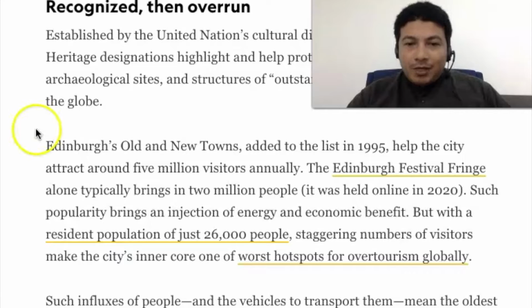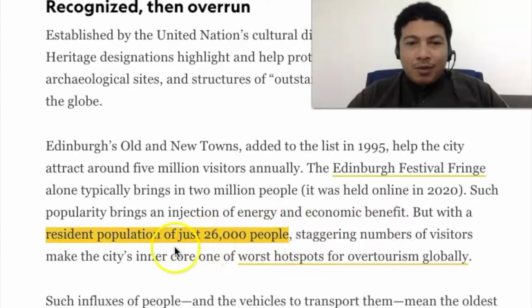So for example, if we can see here, Edinburgh's old and new towns help the city attract 5 million visitors annually. And there is this festival that brings 2 million people annually, and such popularity brings an injection of energy and economic benefits, because a lot of people go to Edinburgh because of its status as a town of heritage under the United Nations and because of this festival.